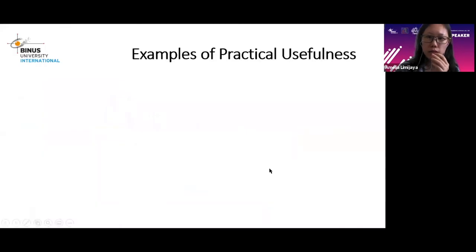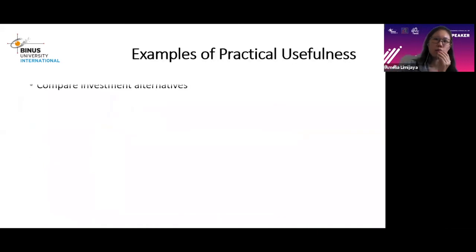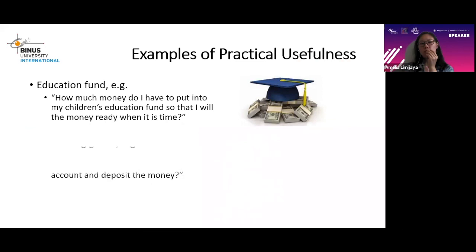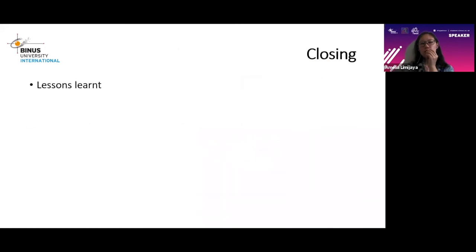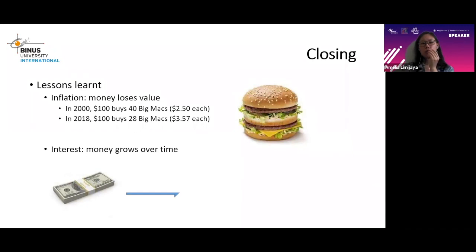Okay, just example of practical usefulness and so on that I discussed earlier on. Investment alternative, buying house and so on. The closing lesson learned here, the Big Mac and so on. So this is what I told you earlier.